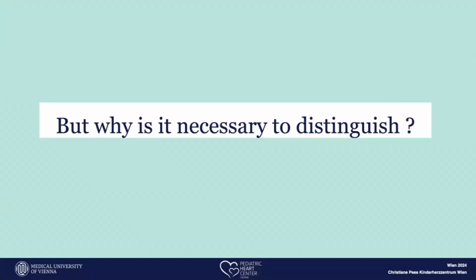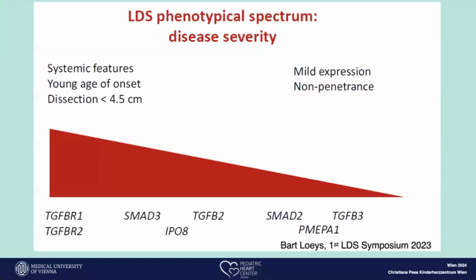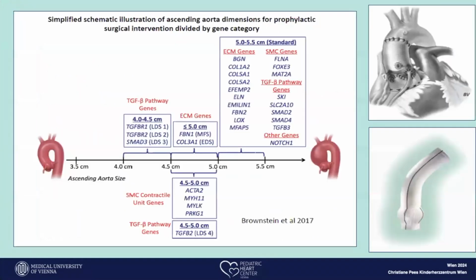So one can ask, why is it actually necessary to distinguish? We have a really broad spectrum of phenotypical aspects in Loeys-Dietz syndrome. As you can see here, we have the highest problems in TGF-beta receptor 1 and 2 patients, the Loeys-Dietz type 1 and 2, where we have systemic features. We have a really early onset disease with a dissection even below an aortic size of 45 millimeters. And we can have Loeys-Dietz patients with TGF-beta 3 mutation with only mild expression or even non-penetrance.